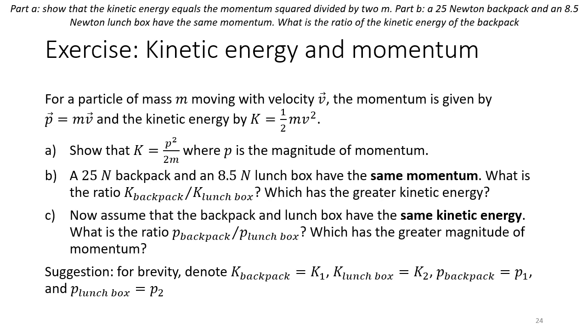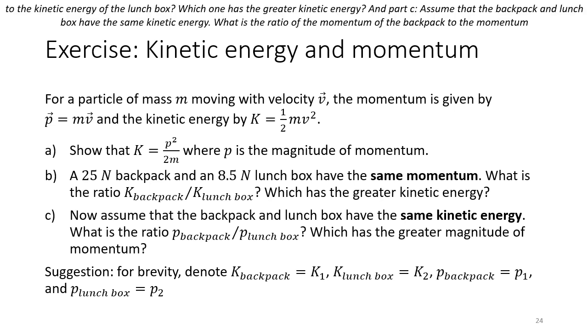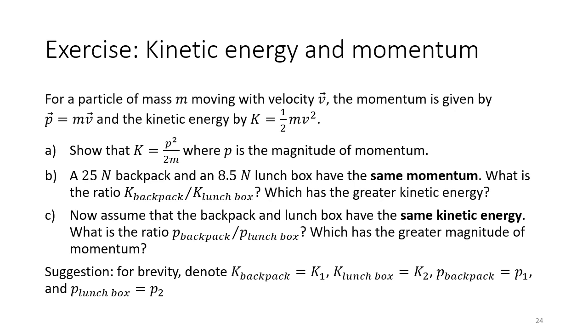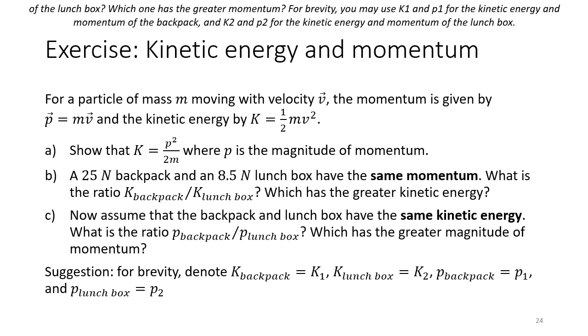Part B. A 25 Newton backpack and an 8.5 Newton lunchbox have the same momentum. What is the ratio of the kinetic energy of the backpack to the kinetic energy of the lunchbox? Which one has the greater kinetic energy? And Part C. Assume that the backpack and lunchbox have the same kinetic energy. What is the ratio of the momentum of the backpack to the momentum of the lunchbox? Which one has the greater momentum?